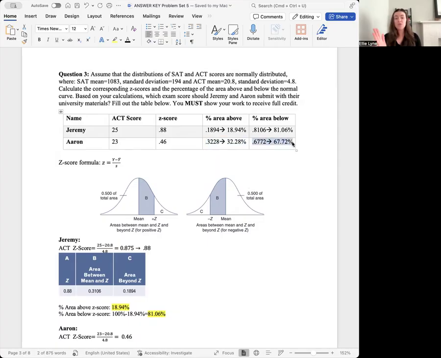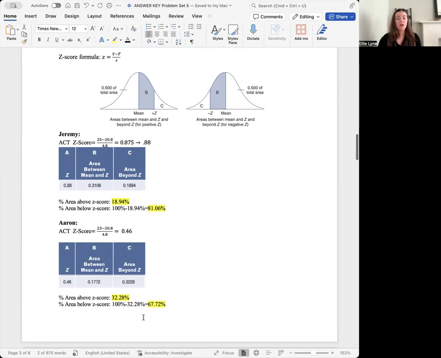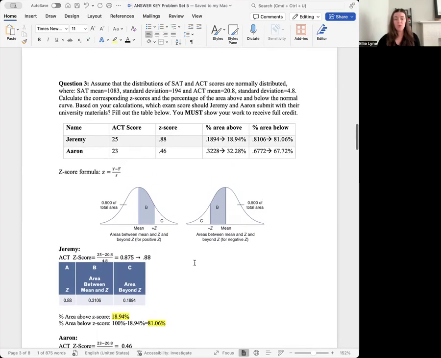So we can go ahead and plug that into our percentage area above, and we can quickly calculate what percentage of test takers scored worse than a 23 by taking 100%, again, our entire area under the curve, subtracting it by our value of test takers that did better than Aaron to get 67.72%. If you'd like to check your math on that, simply add these two values together and they equate to 100%. And so now we have completed this section of the problem, which is calculating the z-score in the percentage area above and percentage area below Jeremy and Aaron's ACT score.